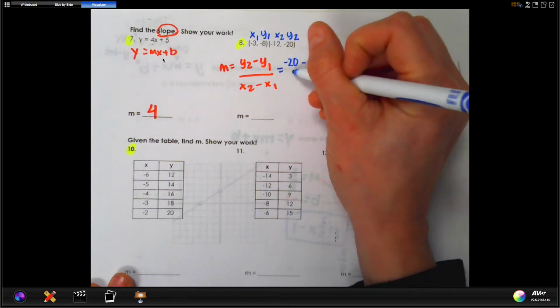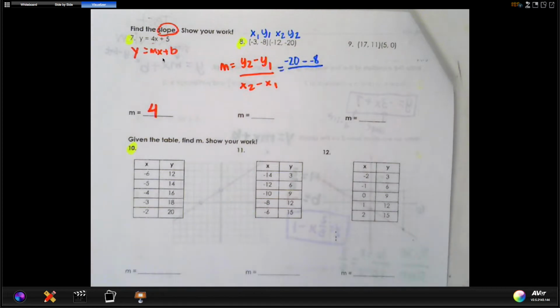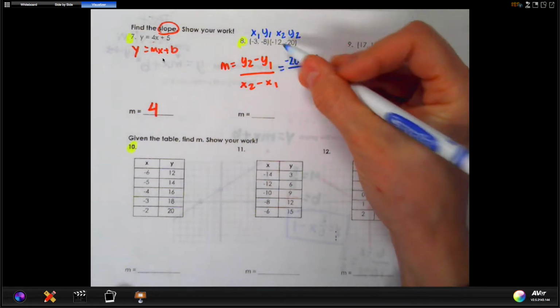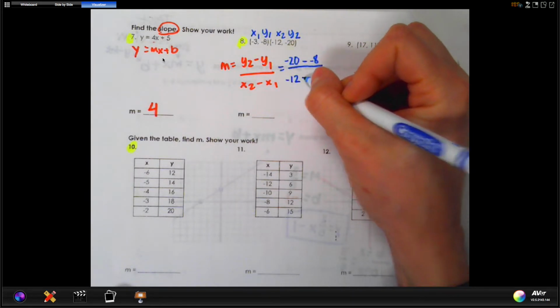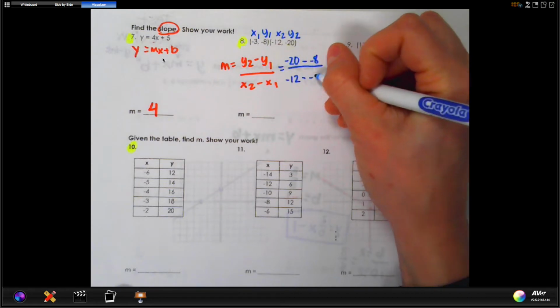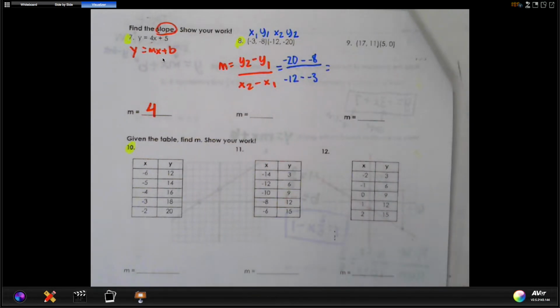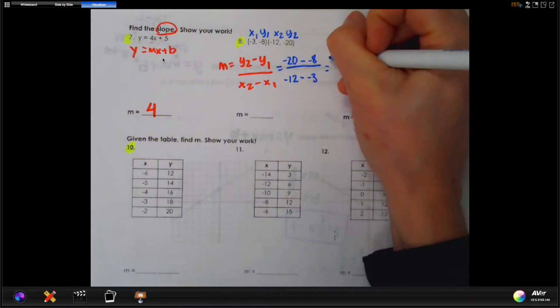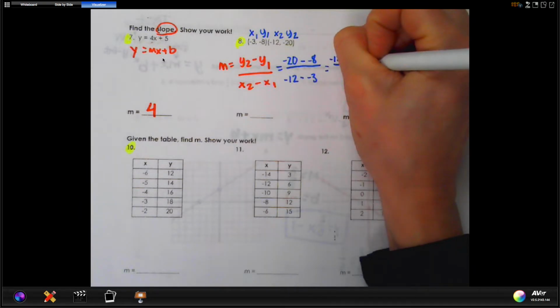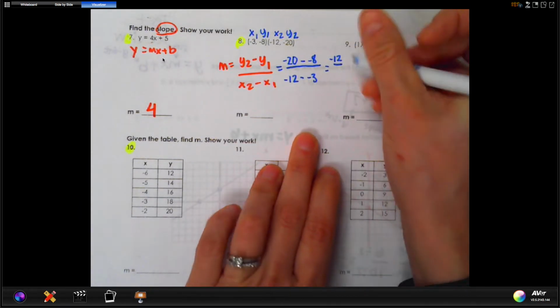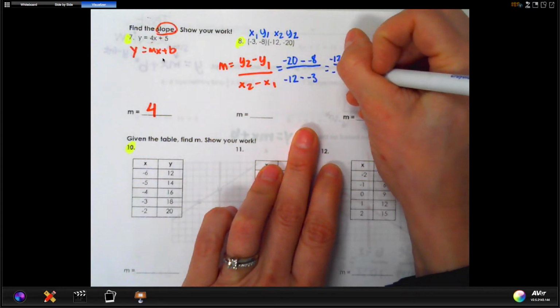And it's going to look funny. You're going to either use your knowledge of integers or a calculator here and get the correct answer. Okay, at bottom, x2 would be negative 12 minus x1, negative 3. If you do this correctly, negative 20 minus negative 8 is going to give you negative 12. And negative 12 minus negative 3 is going to give you negative 9.